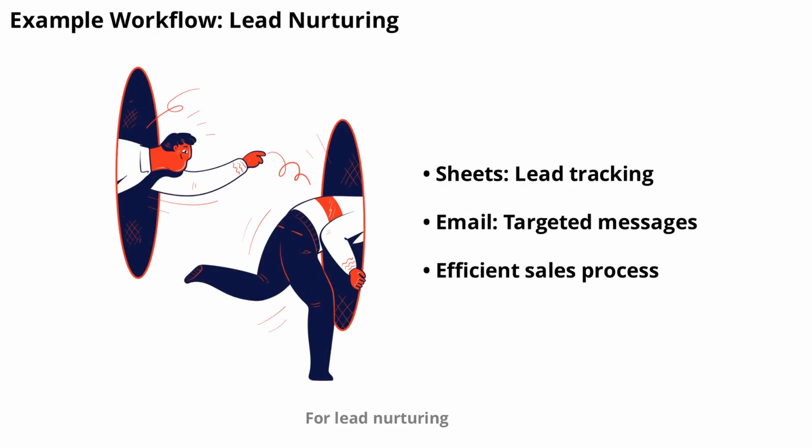For lead nurturing, you might track leads and their status in Google Sheets. When a lead reaches a certain stage, email automation software can send targeted messages to move them through the sales funnel. This approach ensures timely communication and helps sales teams stay organized, using Sheets for data and email automation for engagement.